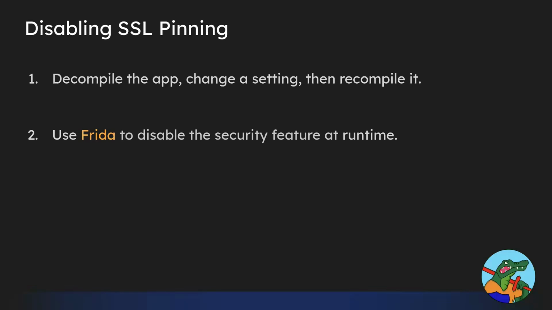So the second option you could use is a toolkit called Frida, which could disable the security feature at runtime. This also has some disadvantages, particularly that Frida requires your phone to be rooted. And if the app wants to detect a rooted phone, it could decide to just not run. So, well, I picked the second option because I just didn't trust decompiling it and then recompiling it to work. So yeah, let's go over Frida.